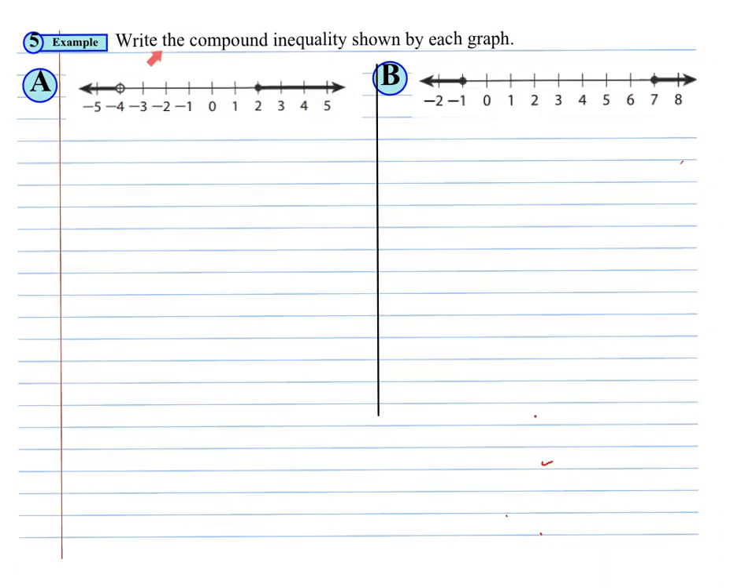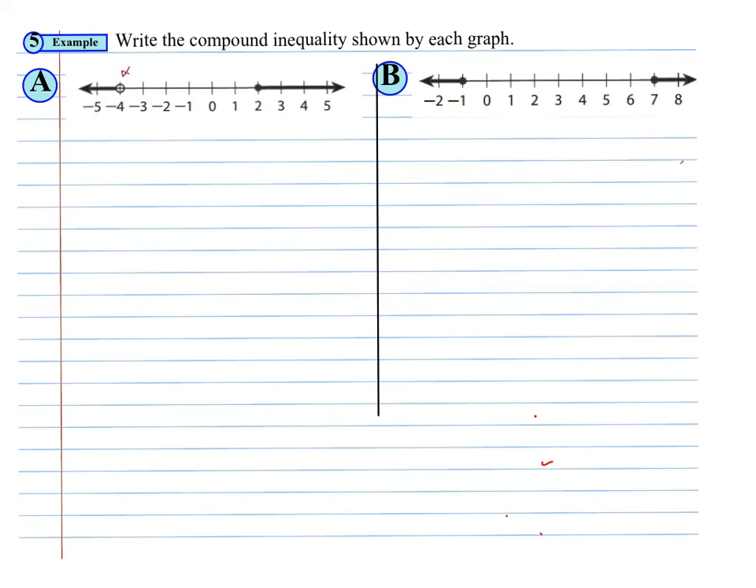For this one, we're going to write a compound inequality shown by the graph. So they give us a graph, we have to write the compound inequality. If you notice, there is no intersection. They're not colliding. So these are both going to be or statements. So you're going to have two separate inequalities, not overlapping. So it's not an and statement.